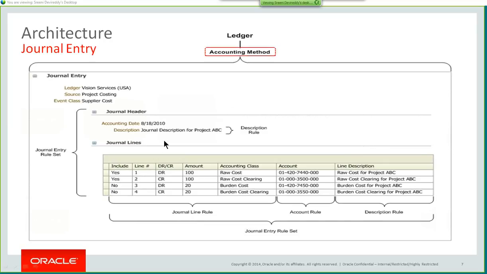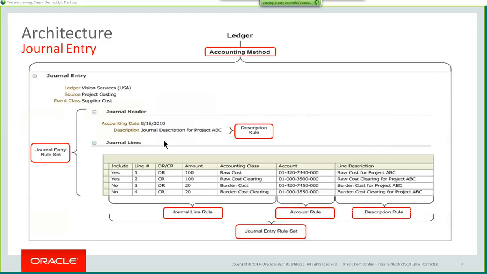This output is contributed by several rules. So this portion of the output is contributed by the journal line rule. This is contributed by the account rule, and this is contributed by the description rule. All these three put together are called a journal entry rule set, and all the rule sets are put together into a method. And that's the method that you assign to your ledger. So that's the key thing.